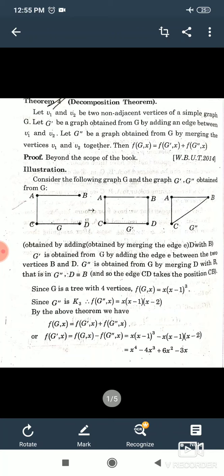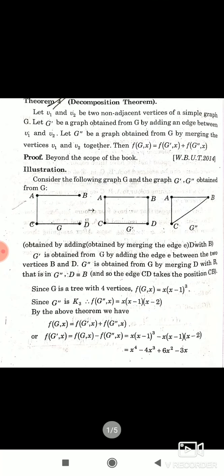Therefore, by the decomposition theorem, we write f(G, x) equals f(G', x) plus f(G'', x). Now, f(G', x) equals f(G, x) minus f(G'', x). So putting the value of f(G, x), x(x minus 1) cubed, minus the value of f(G'', x), x(x minus 1)(x minus 2), and calculating, we get x to the power 4 minus 4x cubed plus 6x squared minus 3x.